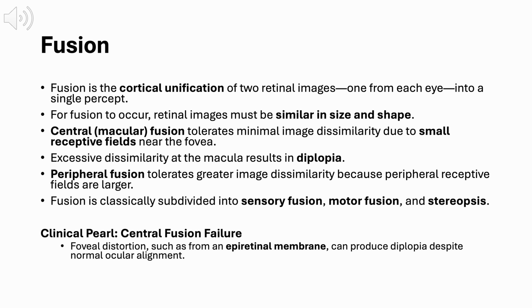In the periphery, fusion is more forgiving. Peripheral receptive fields are larger, so the visual system can tolerate greater image differences and still fuse them successfully. Classically, fusion is divided into sensory fusion, motor fusion, and stereopsis. And a useful clinical pearl is that, even with perfect ocular alignment, distortion at the fovea, such as from an epiretinal membrane, can disrupt central fusion and cause diplopia.